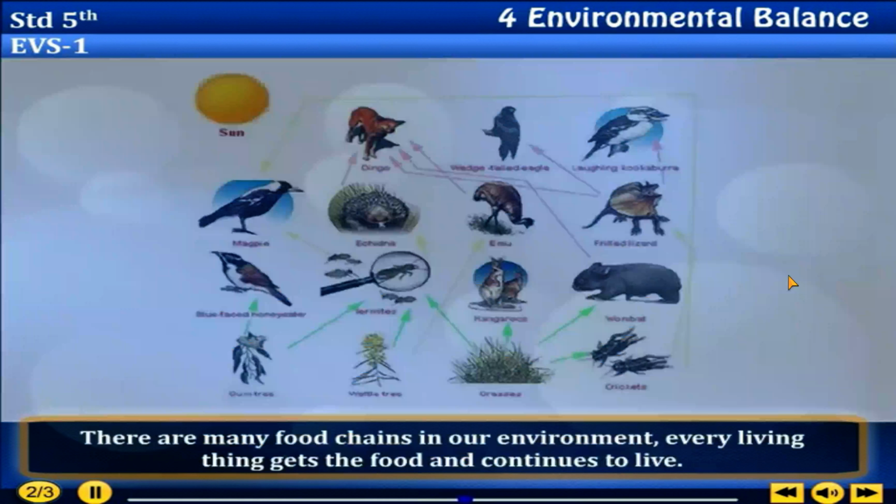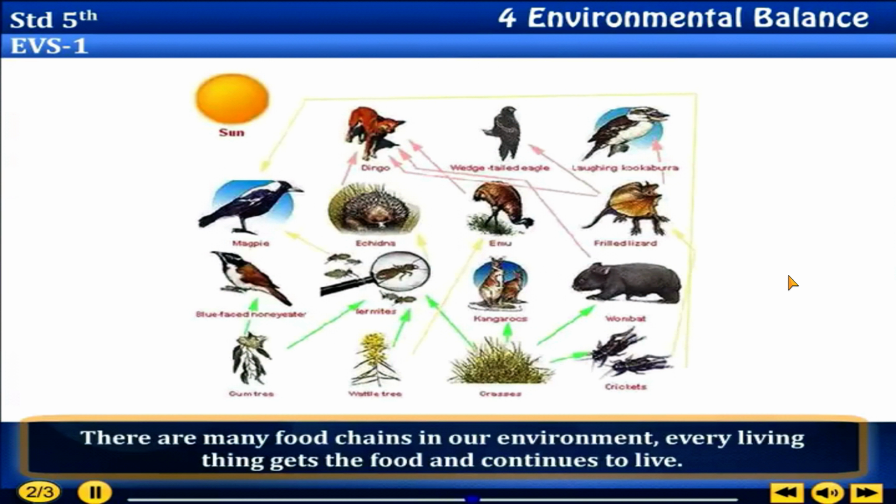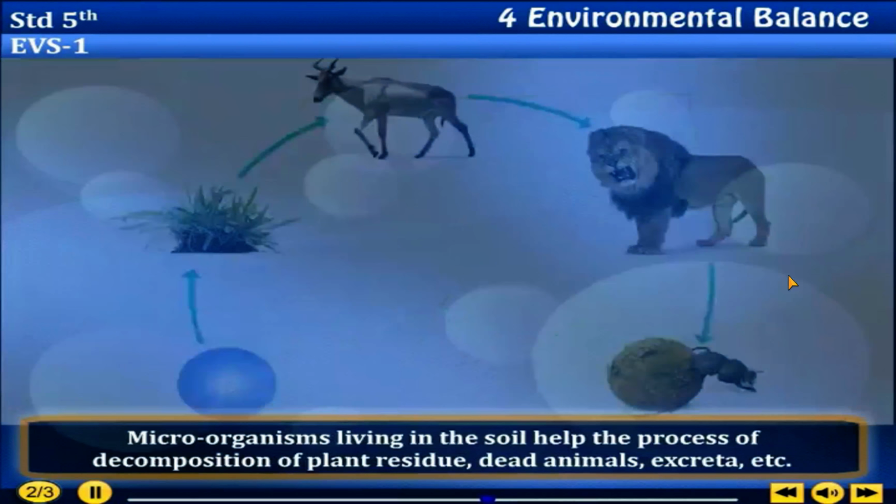Environmental balance. There are many food chains in our environment. Every living thing gets the food and continues to live.